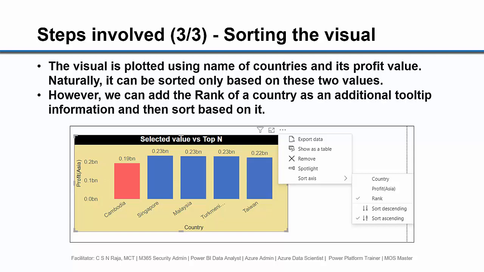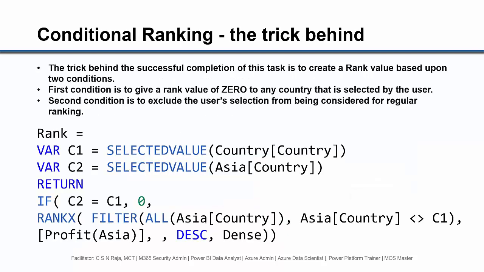Finally, we need to sort the values in the visual. Since this visual is plotted against the name of the country and the profit values, normally it can be sorted either based on the profit value or based on the name of the countries. However, we are going to add the rank value of the countries as an additional information in the tooltip, and then we will be able to sort the visual based upon that information also.